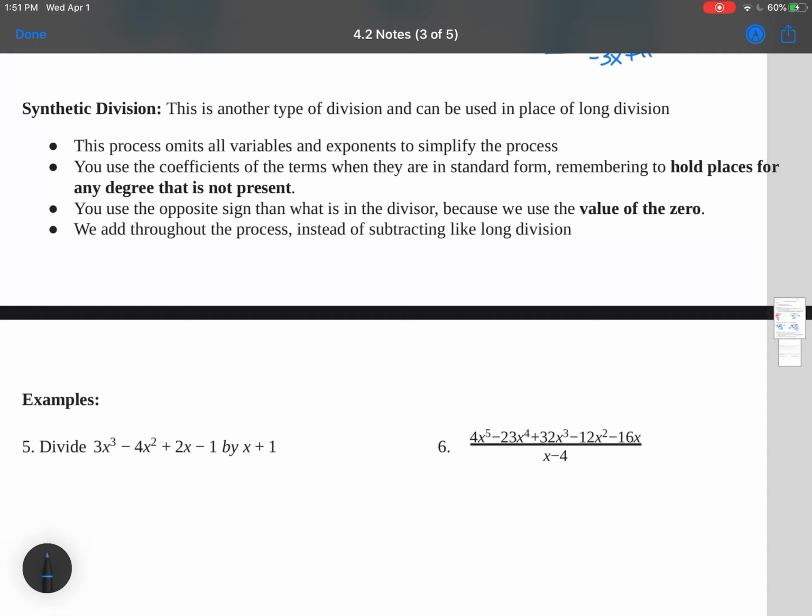The only thing that's going to be different is when we are using long division, we subtract because we're using the factor. In synthetic division, we're actually going to add as we go through the problem because we're using the value of 0 instead. So we'll dive right in and take a quick look at how this actually works.